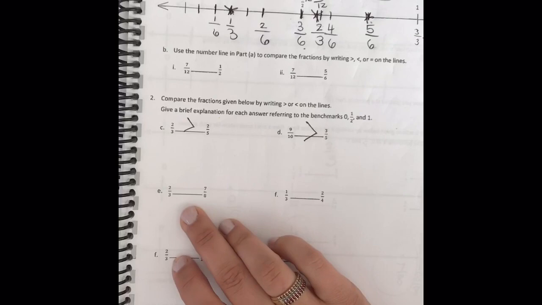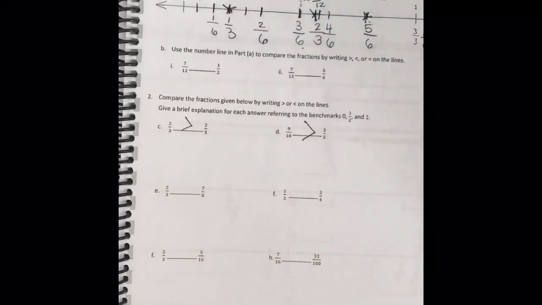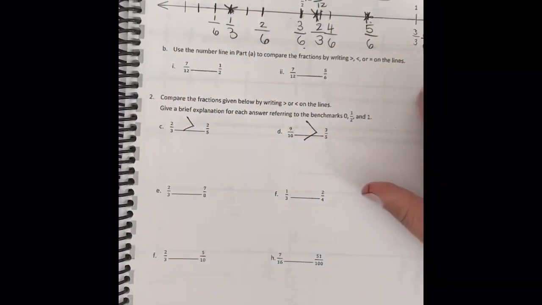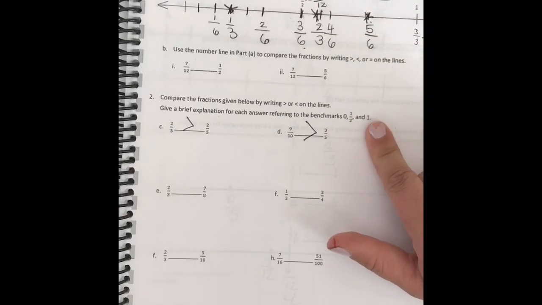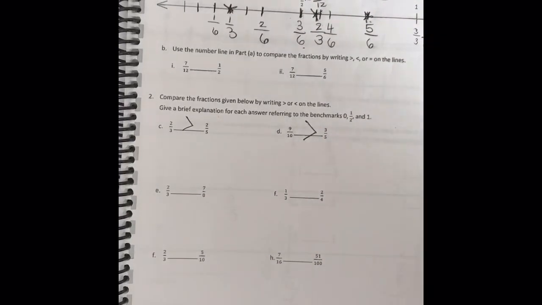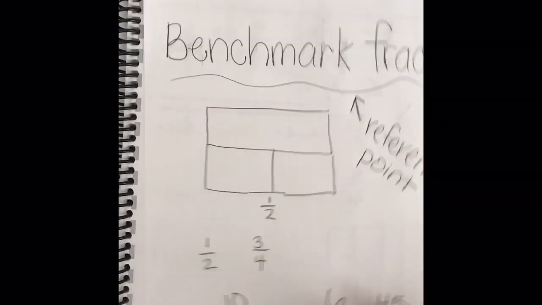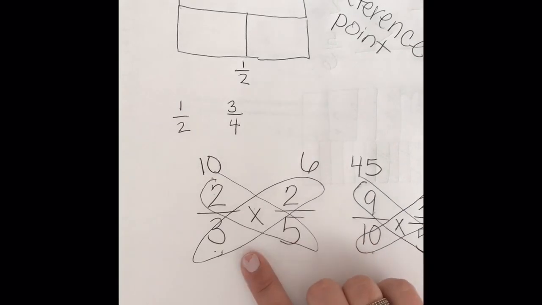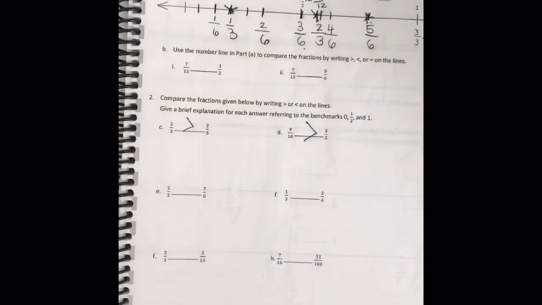What I'd like you to do is try 2/3 compared to 7/8. Again, you could do your number line and compare it to a benchmark fraction of either 0, a half, or 1 as a reference point. You can draw it out, or you could do the cross multiplying method. Your choice. Check back with me in a minute. So pause your video.